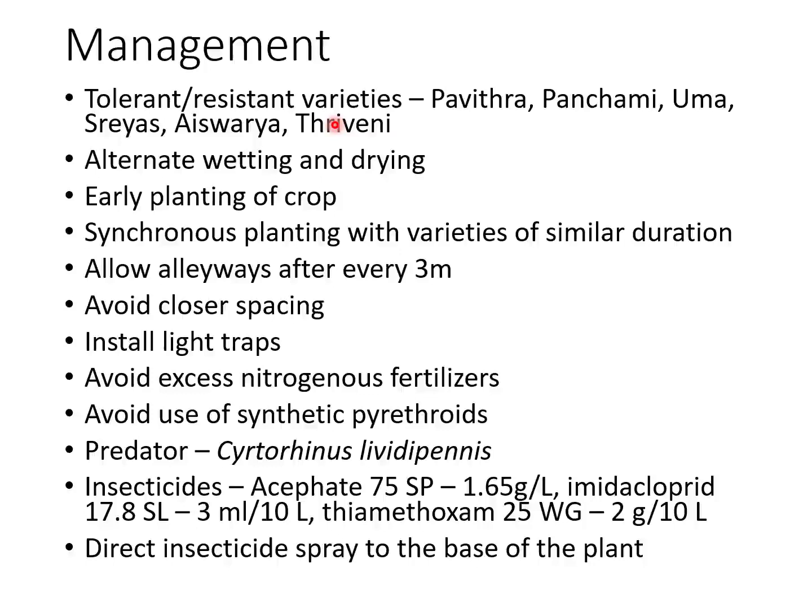Then we can go for alternate wetting and drying. That is one practice which will help in reducing BPH infestation, because high humidity usually favors the buildup of this pest. Alternate wetting and drying reduces the humidity. Then in the summer rice crop, try to go for early planting of the crop. Another important management practice is to go for synchronous planting with uniformly maturing varieties.